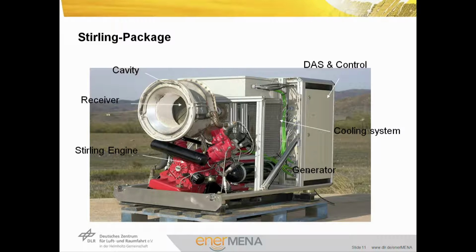To convert mechanical power into electricity, we need a generator that is coupled to the Stirling engine. To get rid of the excess heat, our package is equipped with a cooling system, and of course we need a control system for a safe operation of the engine.